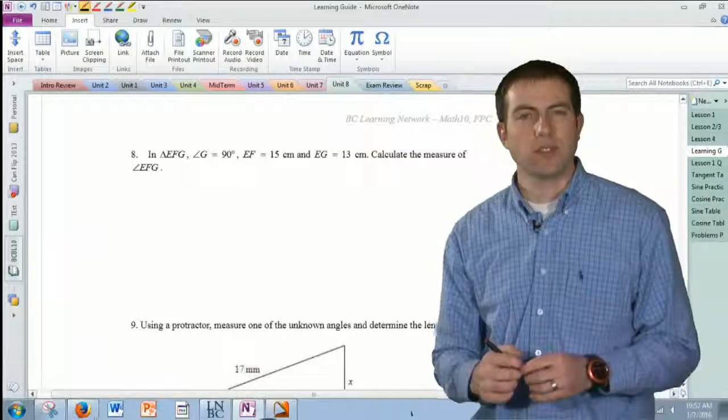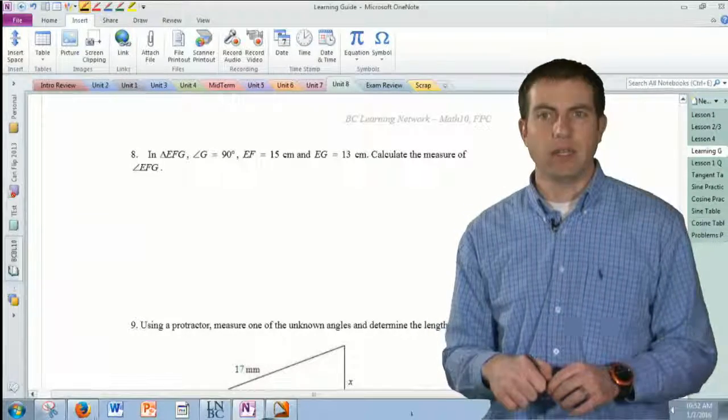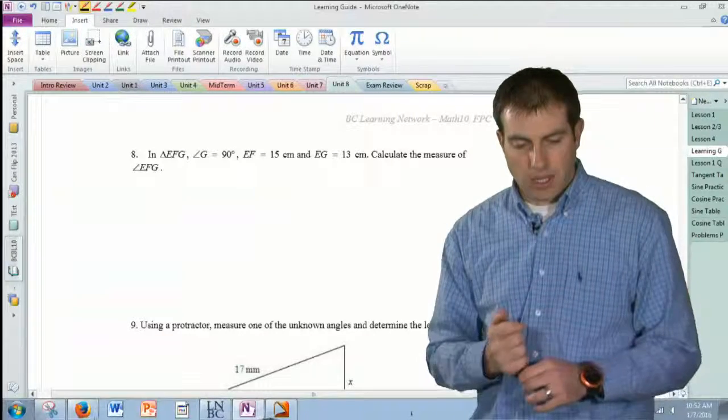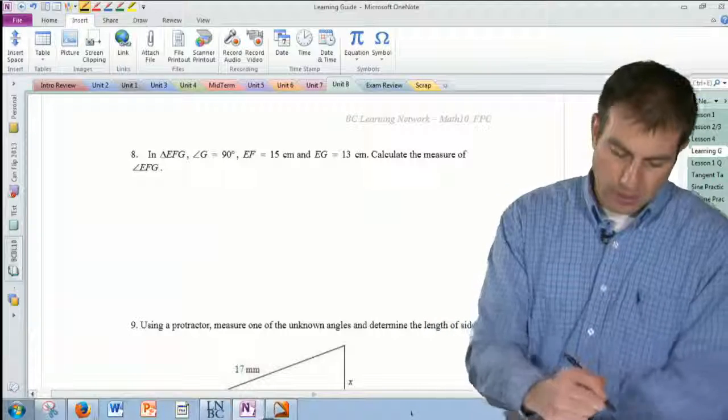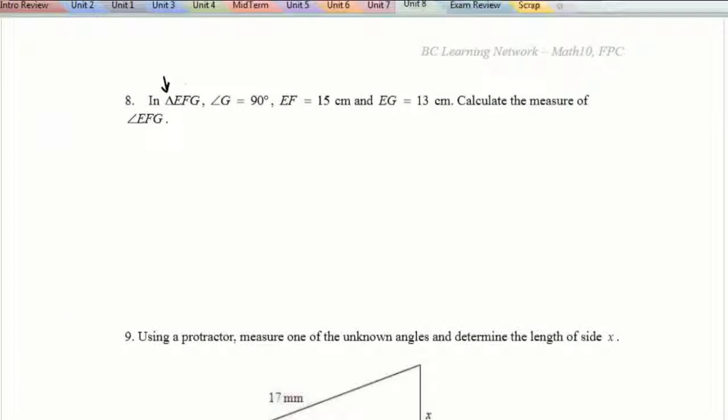Question number 8. I just want to set it up for you guys, and then I'll let you do it. It's just kind of a different way to write notation. It is exactly what it looks like. This triangle means triangle. EFG is the 3 corners of the triangle. It says angle. This is triangle. This is angle. EF is the side from E to F, and EG is the side.